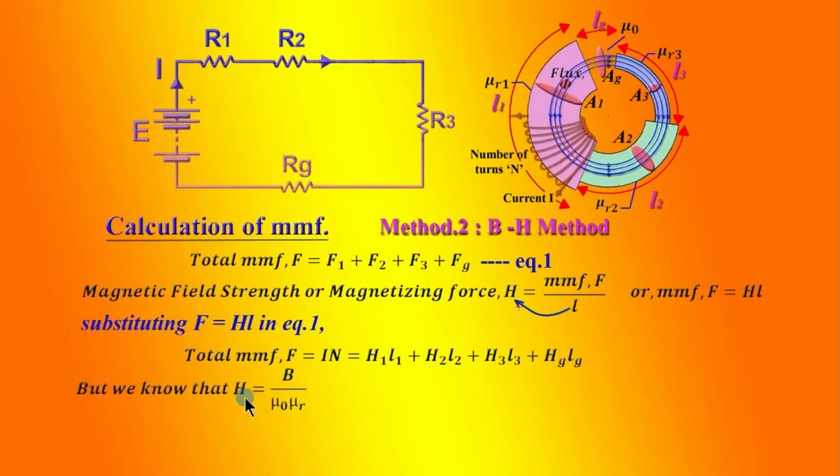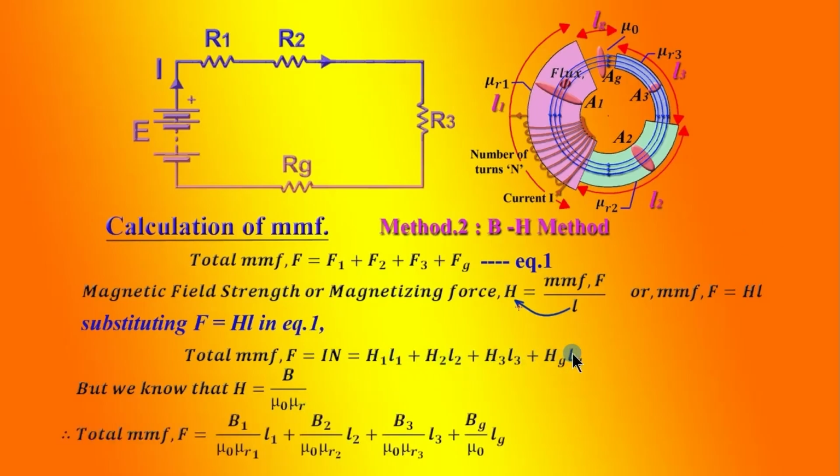But we know that H is equal to B by mu 0 into mu r. Therefore, this equation can be written as F is equal to H1, that is B1 by mu 0 mu r1 into L1, plus B2 by mu 0 mu r2 into L2 plus B3 by mu 0 mu r3 into L3 plus Bg by mu 0 into Lg, since mu r is equal to 1 for air or vacuum.